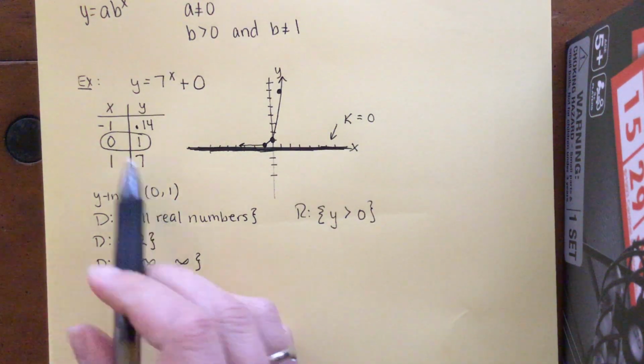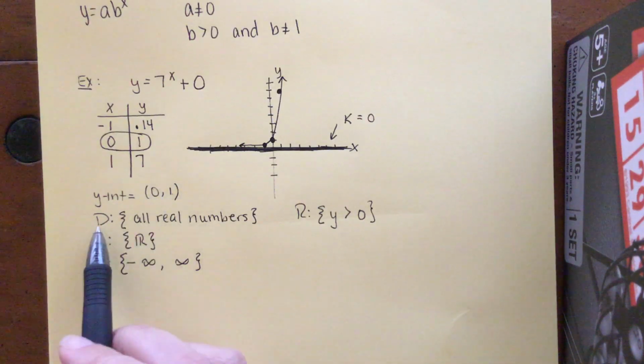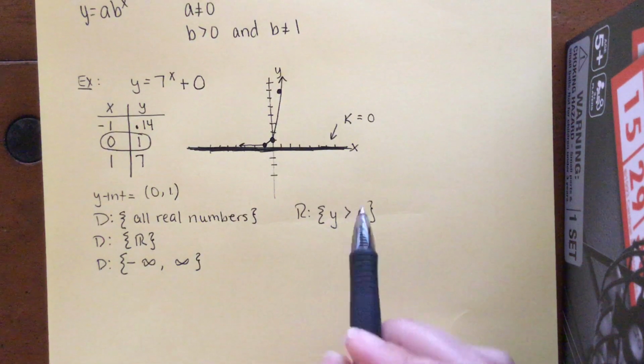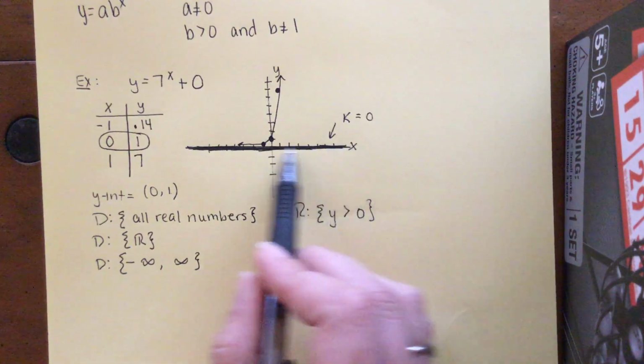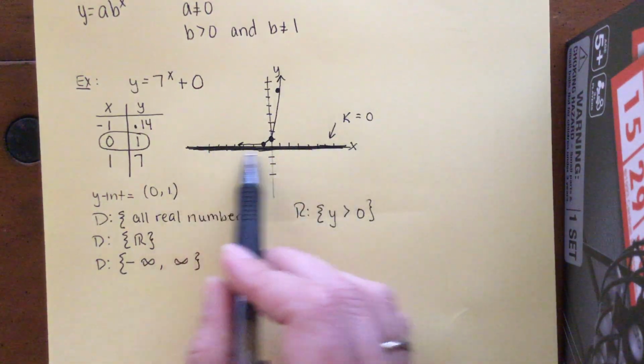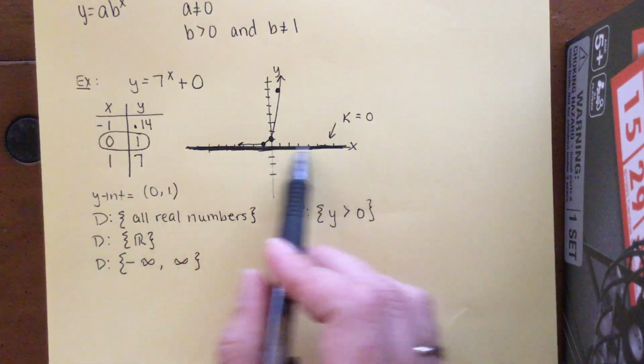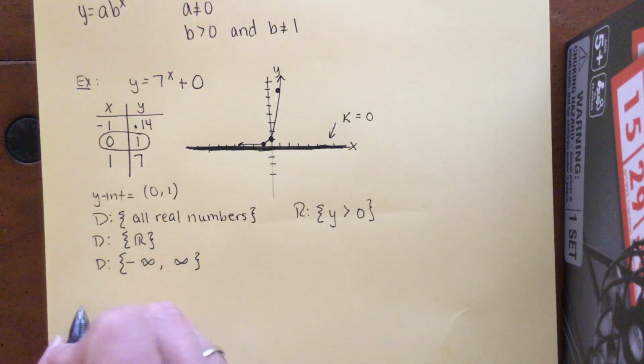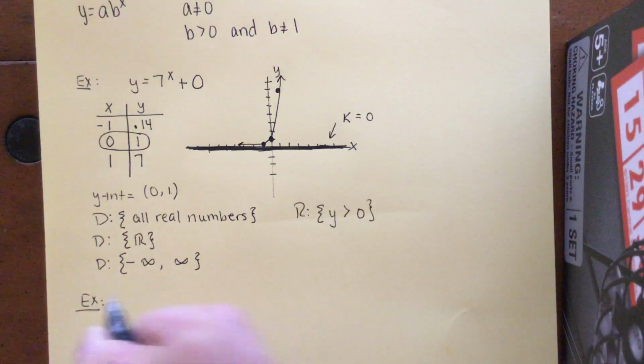So that's it. 0 gives you your y-intercept. Your domain is always all real numbers for any exponential function. And your range is going to be based on this electrical fence I call K, or an asymptote, depends on who taught you. So that's greater than 0. All right, let's take a look at another example.